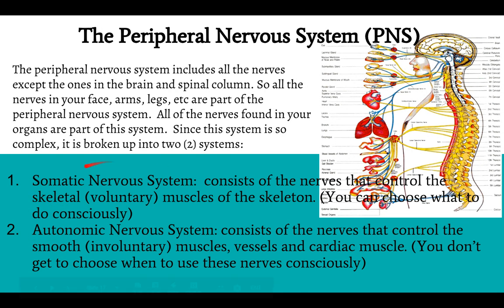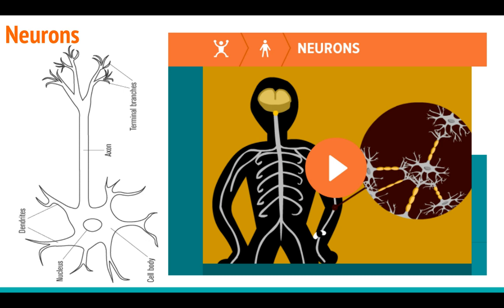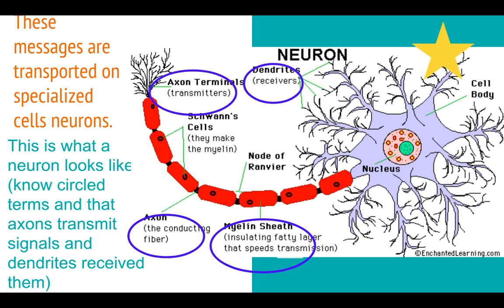Somatic is voluntary. Okay, that's like if you decide to raise your hand in class because you have the correct answer because you're so smart. Okay, so somatic is voluntary. Autonomic is just like automatic. Involuntary. All right, you can watch some of these if you want, but you don't have to.